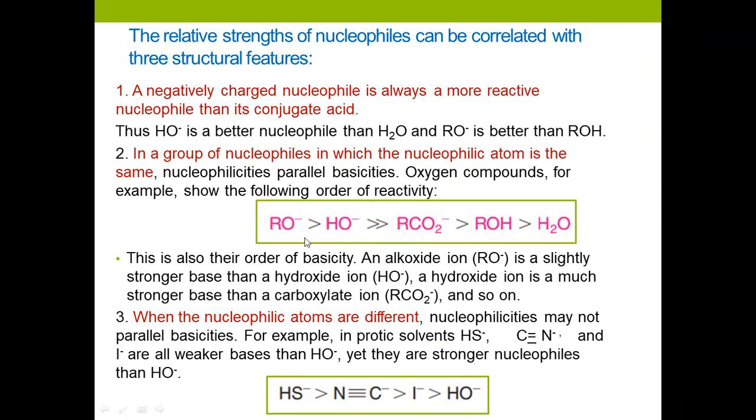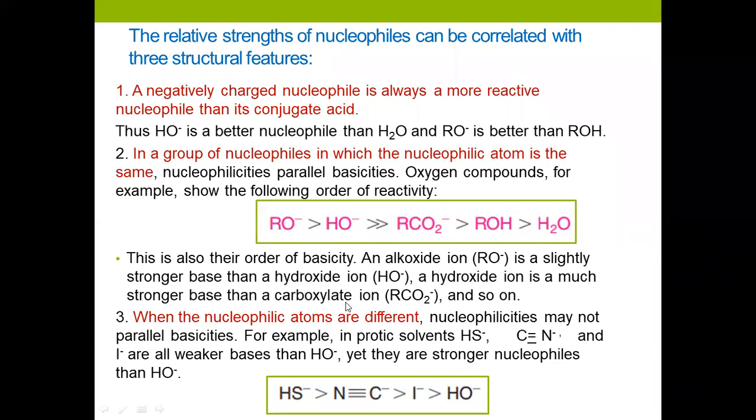You notice here that these are the bases. They can also donate electrons to a Lewis acid, and nucleophiles also. So this is also the order of the basicity. RO negative is more nucleophilic than OH negative, then RCOO negative, then ROH, then H2O.